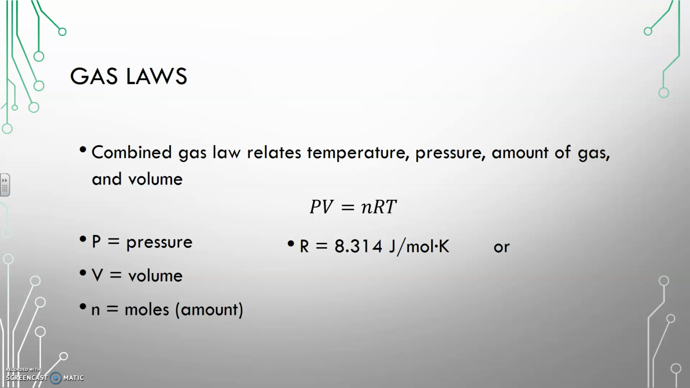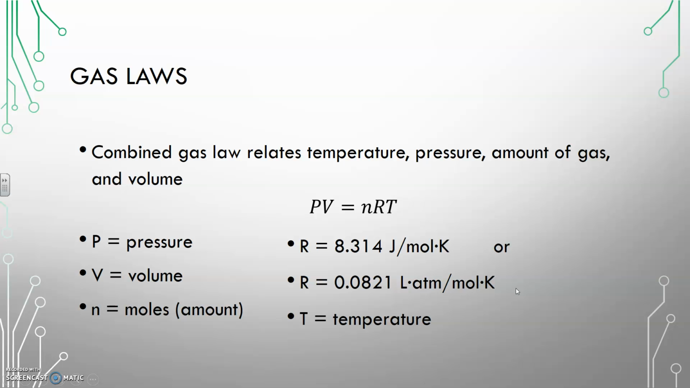So it's either 8.314 joules per mole Kelvin, or this is the one that we're going to use more often, R equals 0.0821 liters times atmospheres over moles times Kelvin. Now the thing to note about this constant is that your volume has to be in liters, your pressure has to be in atmospheres, moles are always going to be moles, but your temperature has to be in Kelvin. And then of course T is your temperature.